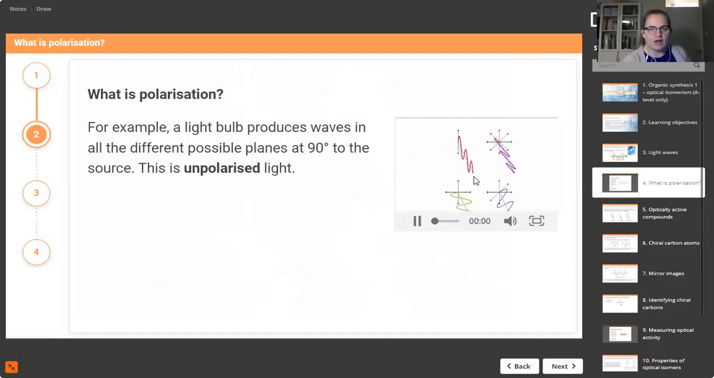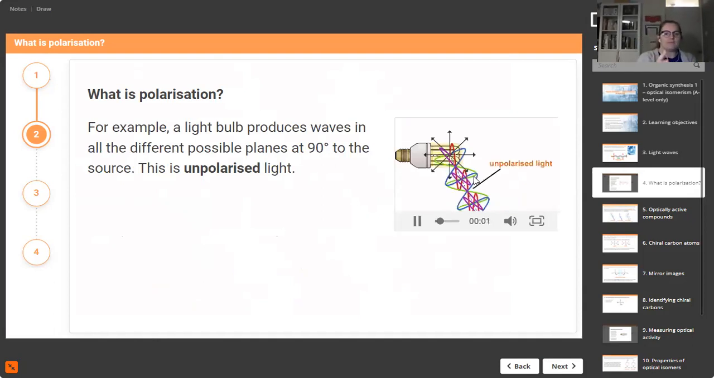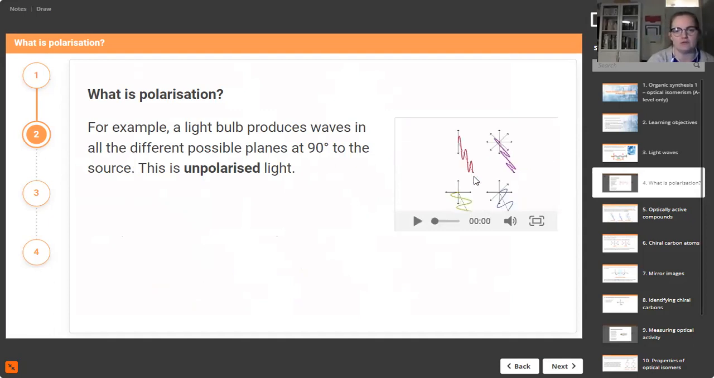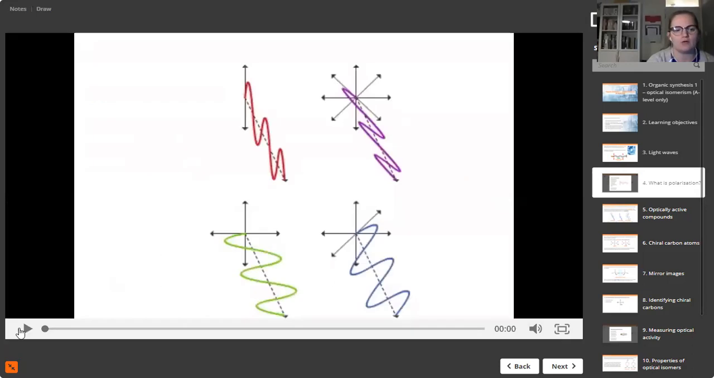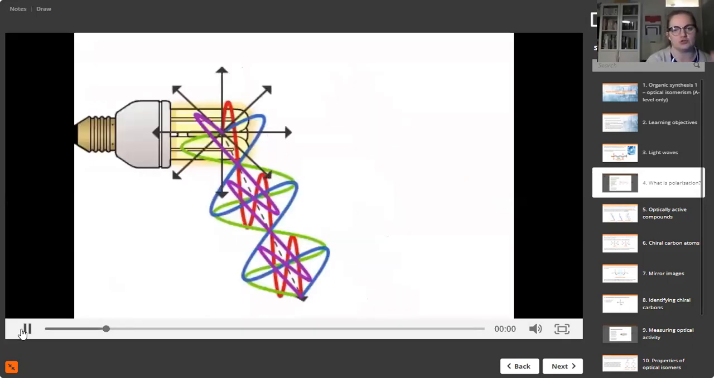So for example, if we've got a light bulb, it produces waves in all the different possible planes at 90 degrees to the source. So like these 4 that we spoke about here, and this is our unpolarized light. So our light bulb produces all of those at all those different potential 90-degree angles, and this creates unpolarized light.